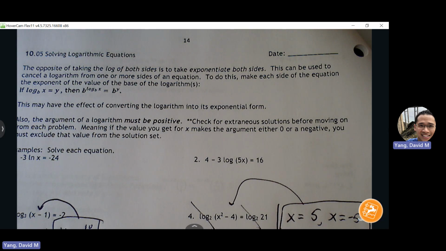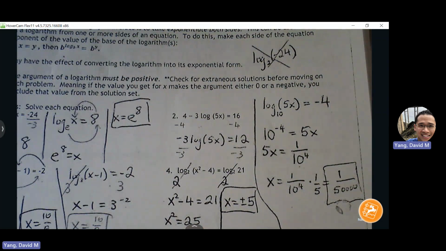Guys, page 14, I just want us to finish number 8. We're just gonna do some more practice with log equations. And then we're just doing a review with these solving equations today, tomorrow, and Thursday.